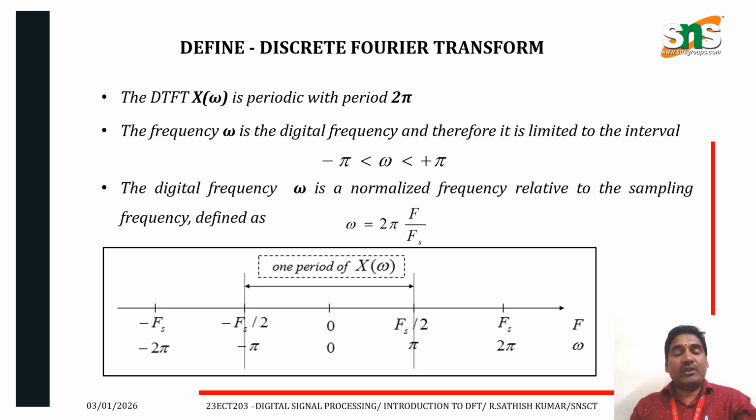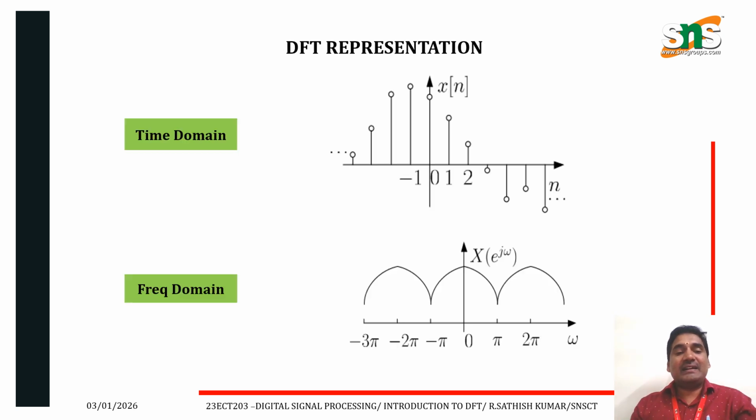The DTFT X of omega is periodic with a period of 2 pi. The frequency omega is the digital frequency. It is limited to the interval minus pi to plus pi. The digital frequency omega is the normalized frequency relative to the sampling frequency, defined as omega is equal to 2 pi f. f can be defined in terms of the sampling frequency as f by fs. The representation can be shown from minus fs by 2 to plus fs divided by 2. That is nothing but one period of X of omega, which means minus pi to plus pi. Next one, this is another time domain to frequency domain representation in terms of n.